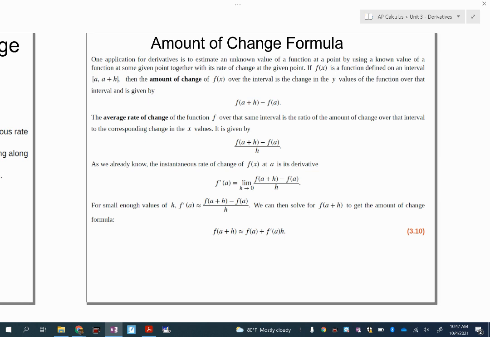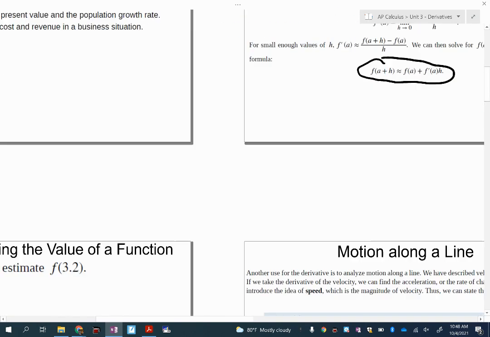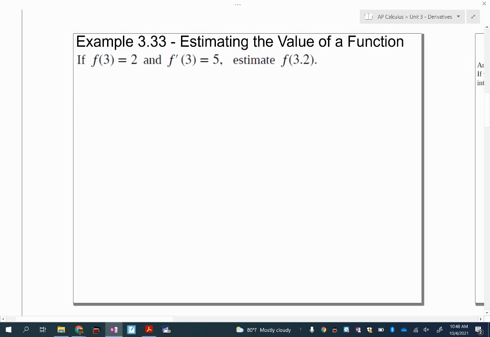So the only thing that is new here is this idea that if you mix it around and use some algebra to solve for f of a plus h, now you have a new looking formula: f of a plus h is approximately f of a plus f prime of a times h. We'll be using that a few times in this lesson. Okay, so let's try it here, in the most basic way possible.